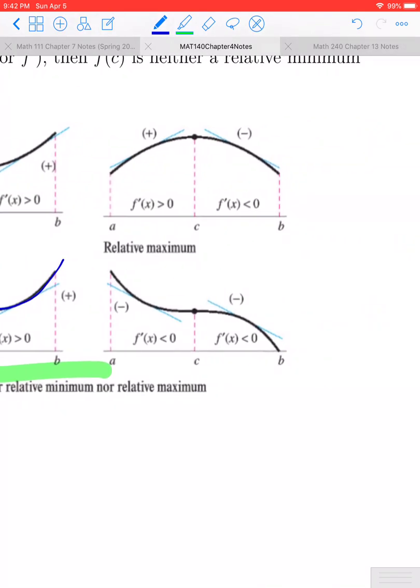Similarly, if we look at the graph directly beside it, to the left of c, the derivative was negative, so the function was decreasing. It's 0 at c, and then to the right of c, it's decreasing again. So the derivative has a consistent sign on the left and the right. Without that sign change, we do not get a relative min nor a relative max.